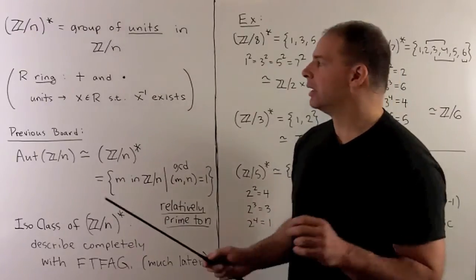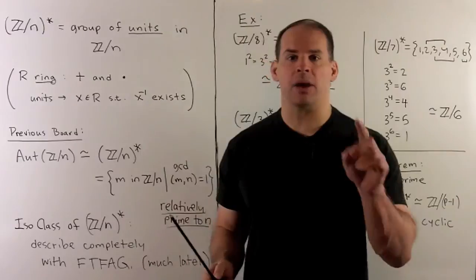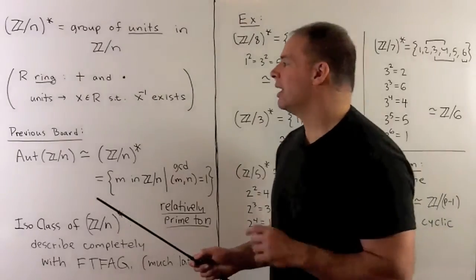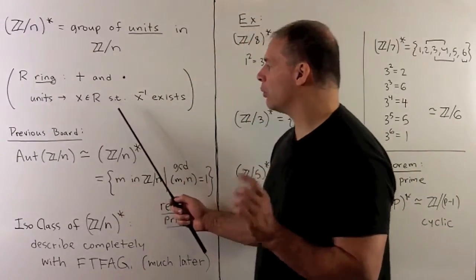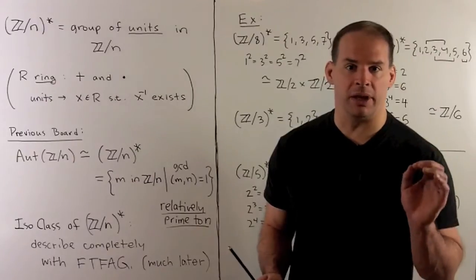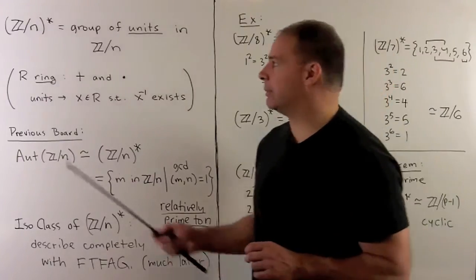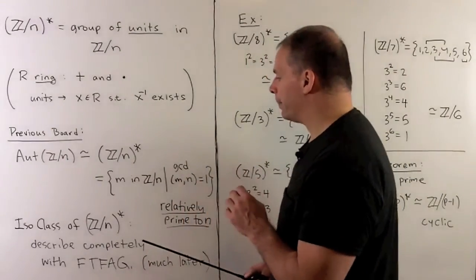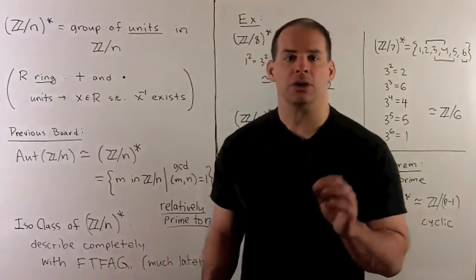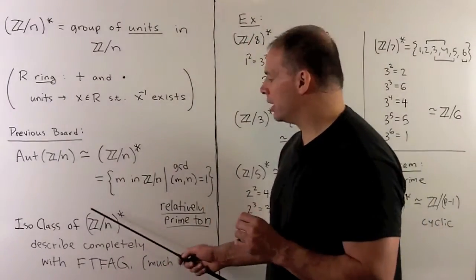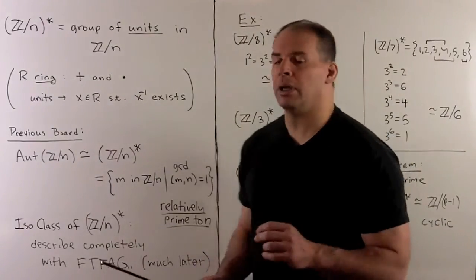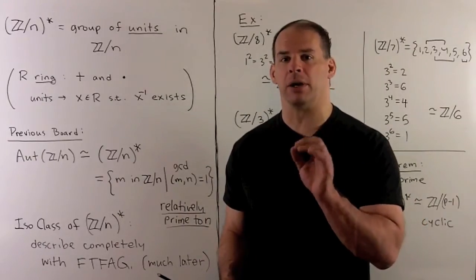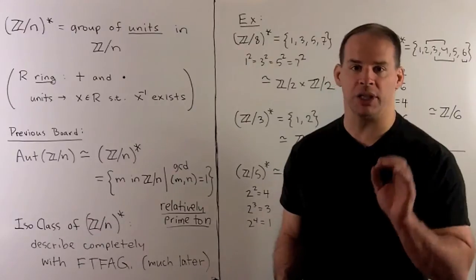Where this comes from, if R is a ring, so that'll be a set with an addition and a multiplication, which satisfy compatibility conditions. Then the units are going to be the set of all elements in the ring such that there exists a multiplicative inverse. So we're just looking for all elements in Z mod n which have a multiplicative inverse. Now, interesting problem. Describe the isomorphism classes for Z mod n star. This we can do, but the techniques we use go hand in hand with the proof of the fundamental theorem of finite abelian groups, so we save it for much later.